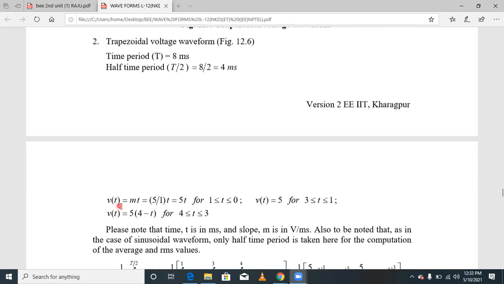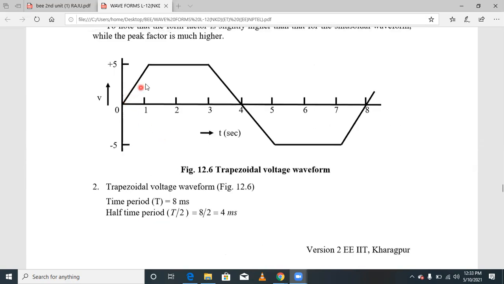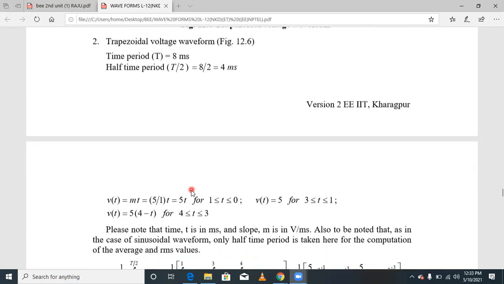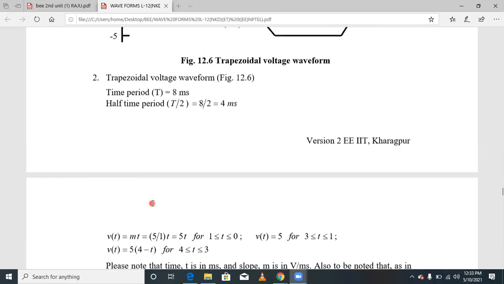Then we have y equal to m times t, where m is the slope. For the interval between 0 and 1, what is the slope here? The points are 0, 0 and 1, 5: x-axis 1, y-axis 5. Find the slope: y2 minus y1 by x2 minus x1, that is 5 minus 0 by 1 minus 0, so we get 5 by 1. Then we have i(t) equal to 5 by 1 into t.